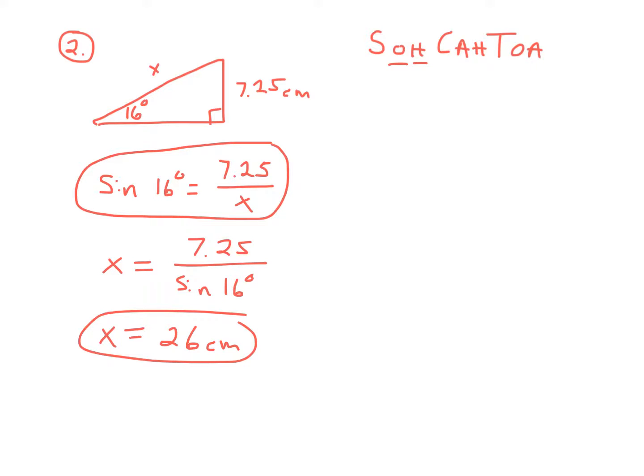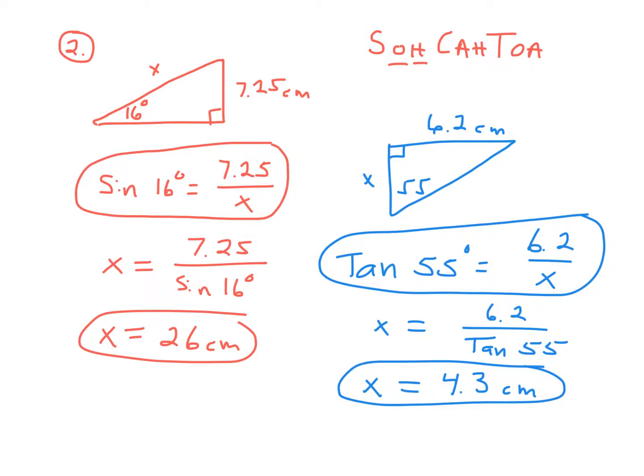Here's another sample problem. Solve for x, show your work, and we'll check your answer. So you should have gotten 4.3 centimeters. Once again, I have the important work circled. That's what I expect to see. 2 sig figs because the nature of the given data is 2 sig figs.